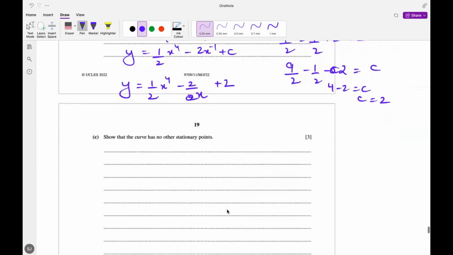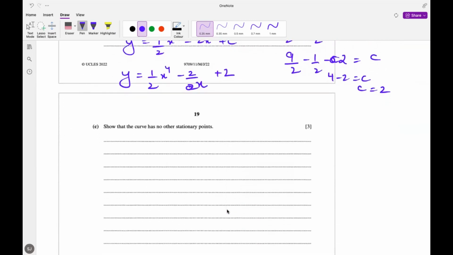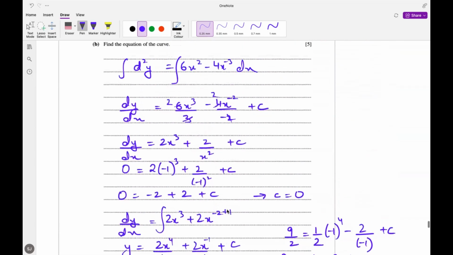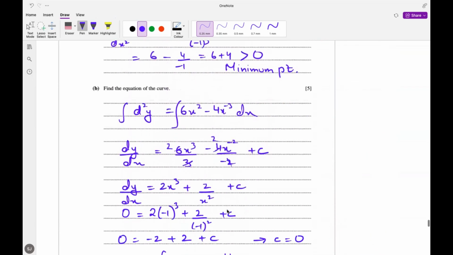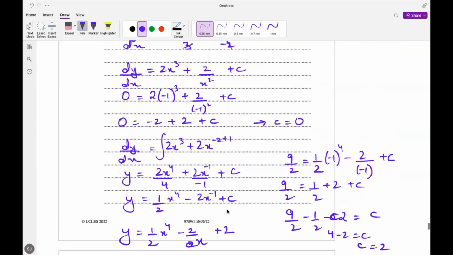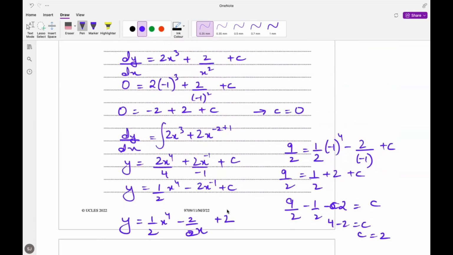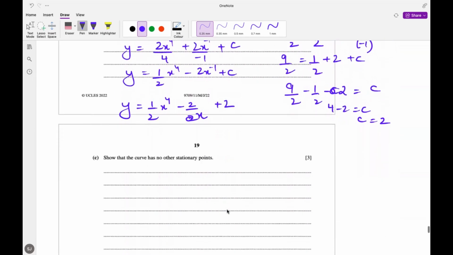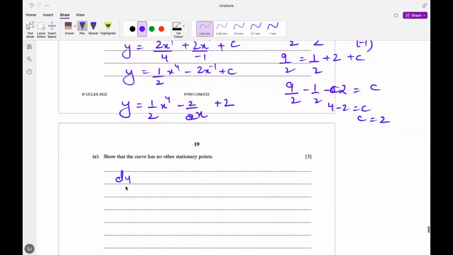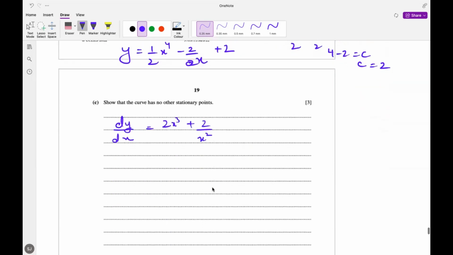In part C, it is asking us to show that the curve has no other stationary points. So to show that, first of all, we'll look at the expression for dy/dx, which was 2x³ plus 2 upon x². So we had dy/dx equals 2x³ plus 2 upon x². Now for a curve to have a stationary point, it means dy/dx will be equal to 0. So we'll put it equal to 0 and try to find the values of x.